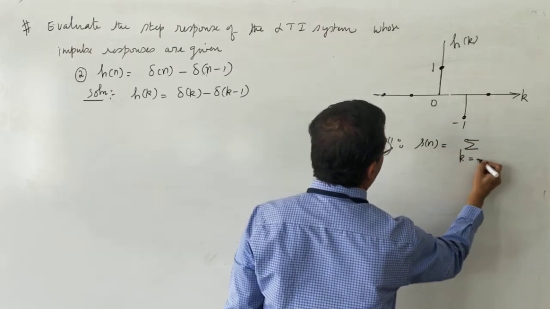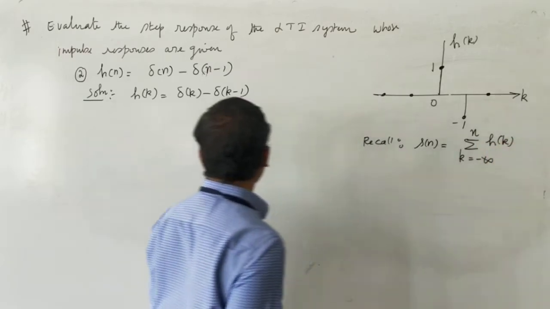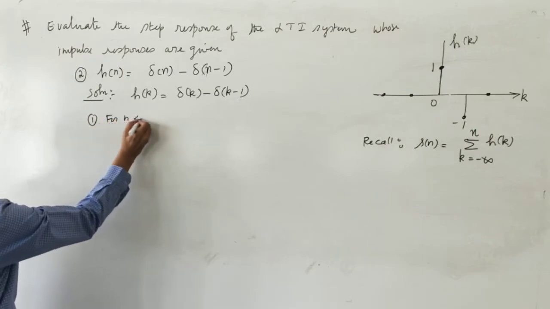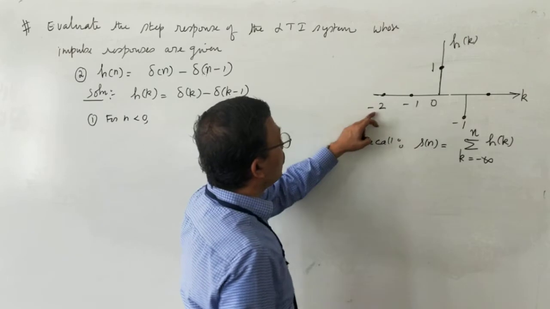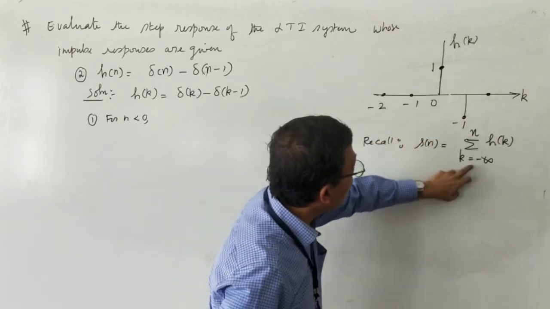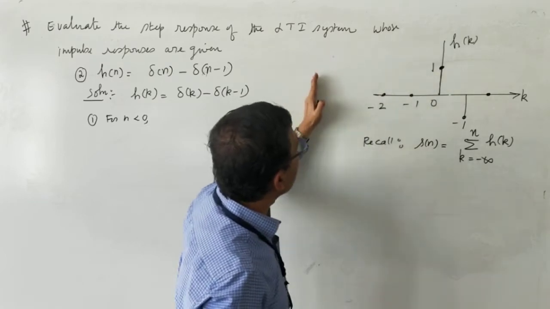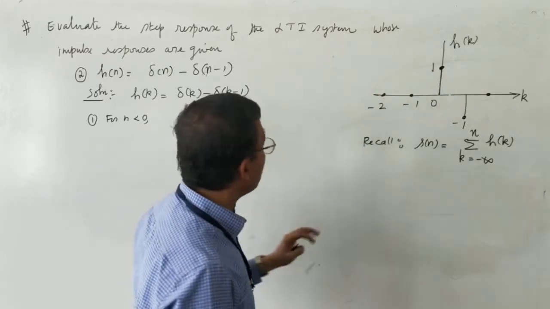Summation k equals minus infinity to n of h of k. Now I'll take the case for n less than 0. For example, take n equal to minus 2. If n is minus 2, what does this mean? It means add all the samples in this figure from minus infinity to minus 2. Obviously, the result is 0.